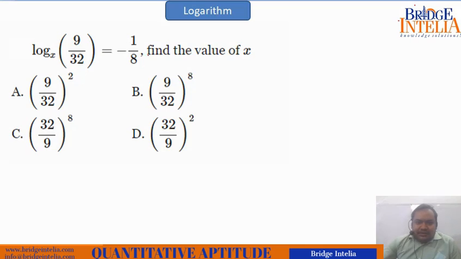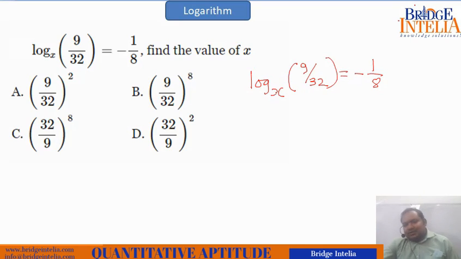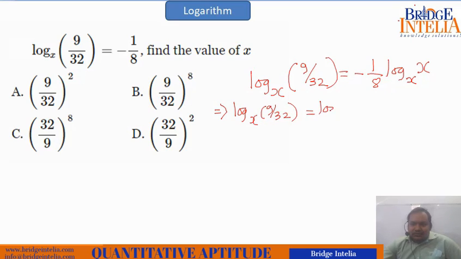Now this is a very good one. So what is given to us? It is given to us that log x of 9 by 32 is equal to minus 1 by 8. So one side log is given, the other side it is not given. So let's bring log on both the sides. So this can be written as log x to the base x, because this effectively is equal to 1. So this now transforms into log 9 by 32 to the base x is equal to log x raised to power minus 1 by 8.